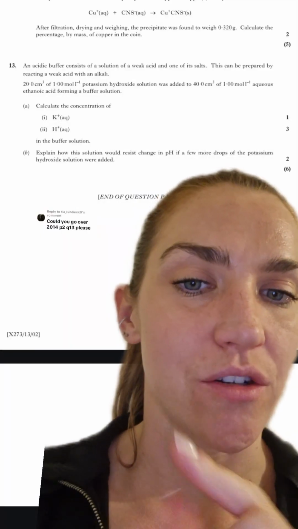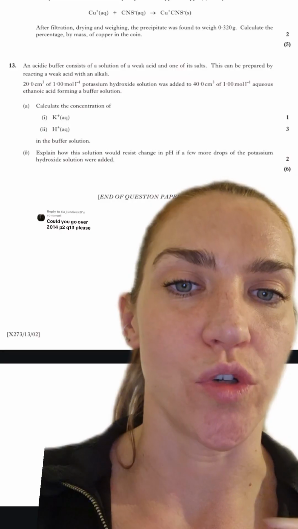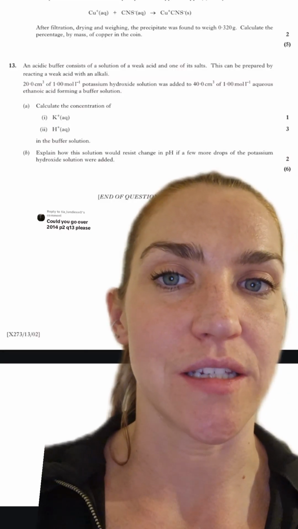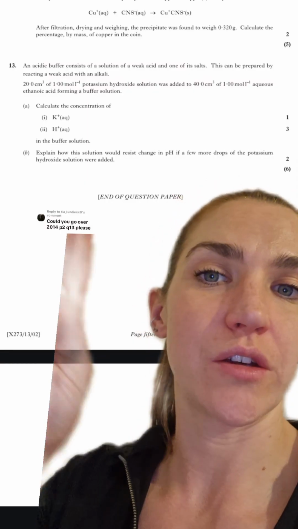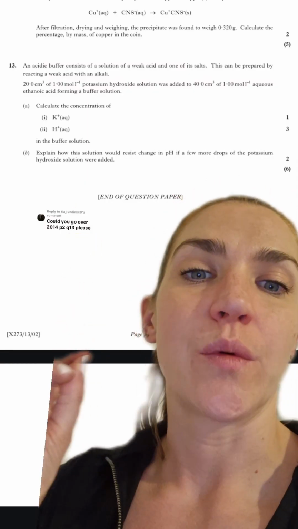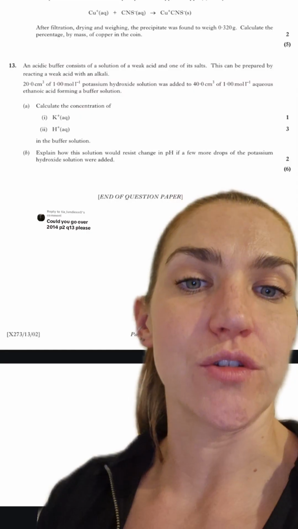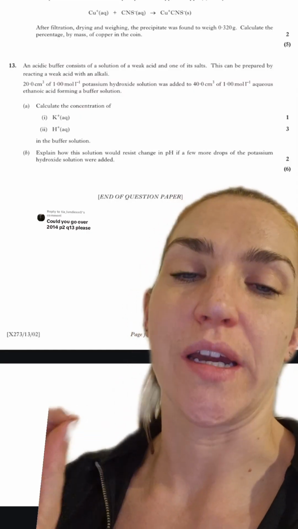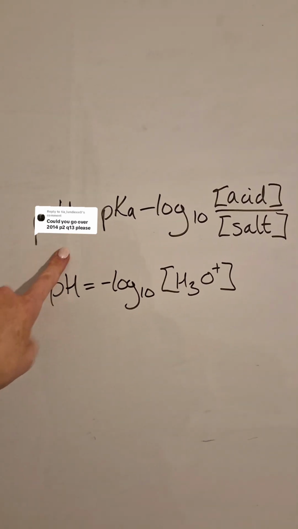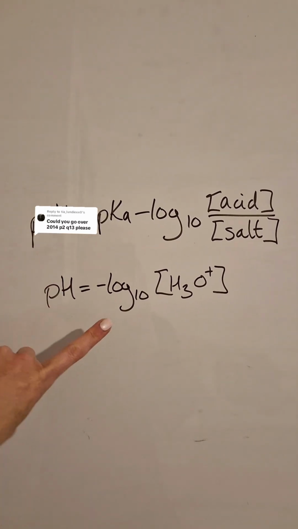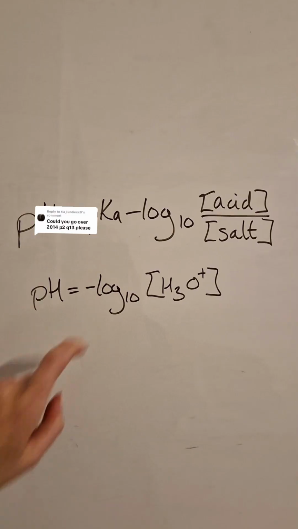Now the hydrogen ion or hydronium ion concentration is more difficult because the ethanoic acid is a weak acid, so it will only partially dissociate. So in order to work out the concentration of hydronium ions, we're actually going to have to work out the pH of the buffer solution and then use that pH to work out what the hydronium ion concentration is. So we basically need to use our pH of a buffer equation followed by a rearrangement of the pH equation.